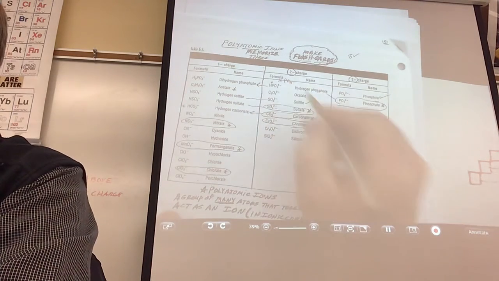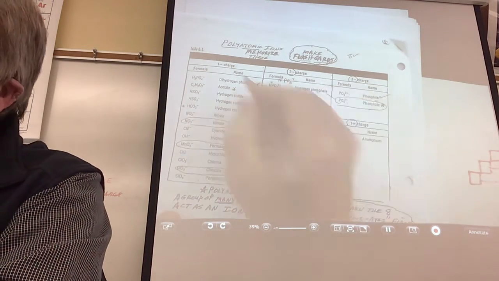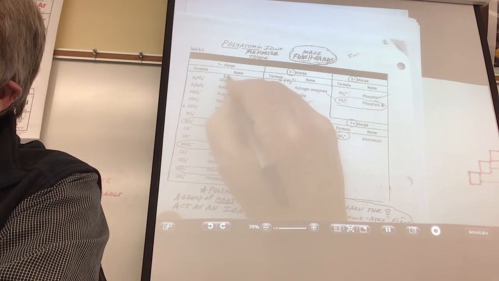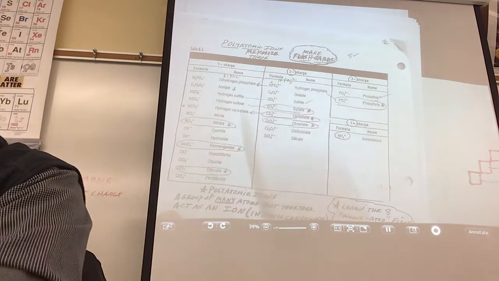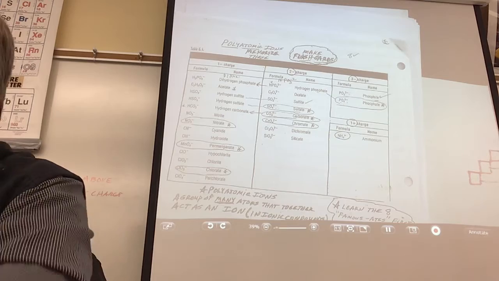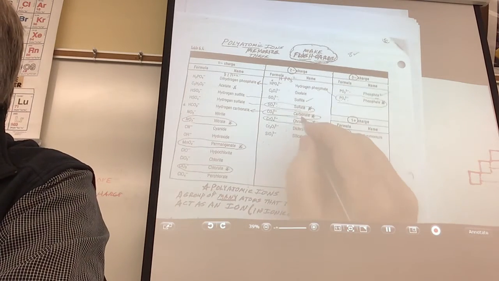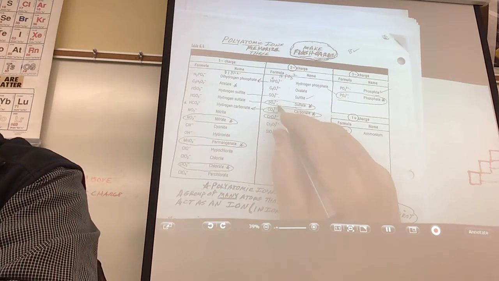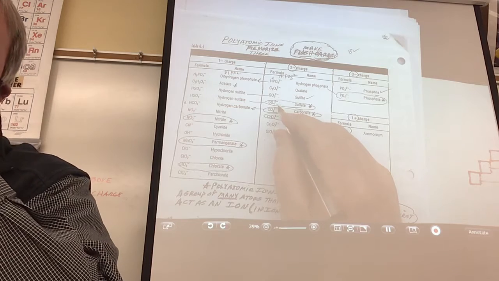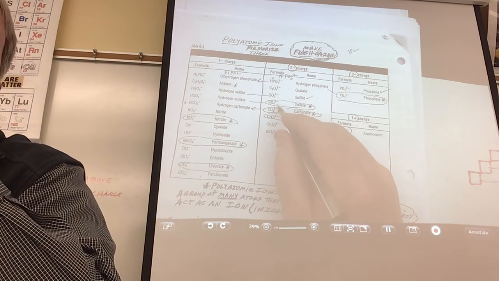What's hydrogen phosphite? HPO3. What's dihydrogen phosphite? H2PO3. See, I got it. Let's go down here. Let's go to sulfate. Sulfate is SO4. I wish all the 8s were O4, but they're not. Phosphate's O4. Sulfate's O4. Get it?